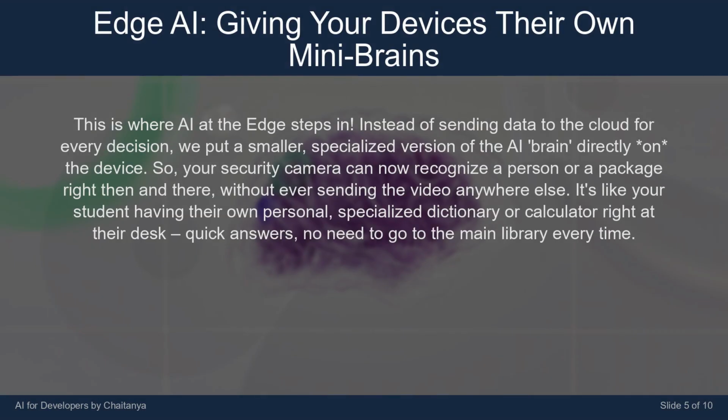This is where AI at the edge steps in. Instead of sending data to the cloud for every decision, we put a smaller, specialized version of the AI brawn directly on the device. So, your security camera can now recognize a person or a package right then and there, without ever sending the video anywhere else. It's like your student having their own personal, specialized dictionary or calculator right at their desk. Quick answers. No need to go to the main library every time.